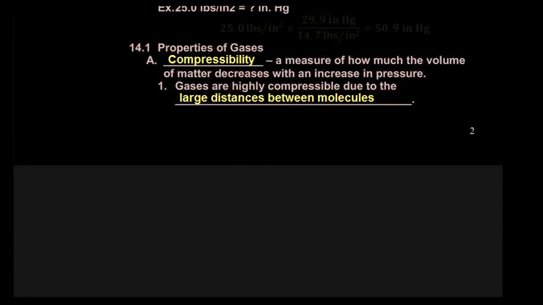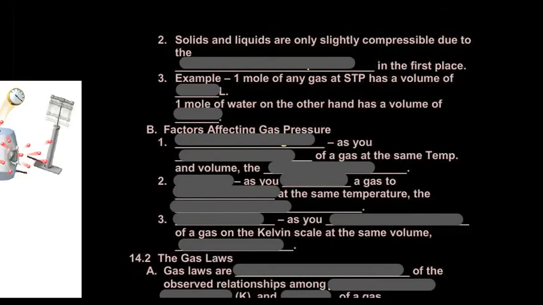Now I'll let you write that down, then we switch the page. Alright, solids and liquids are only slightly compressible due to the close distances of the particles in the first place. In fact, we generally consider them incompressible because the distances are so small. So for example, 1 mole of any gas at STP has a volume of 22.4 liters, which is quite a bit. 1 mole of water, however, has a volume of 18 milliliters.